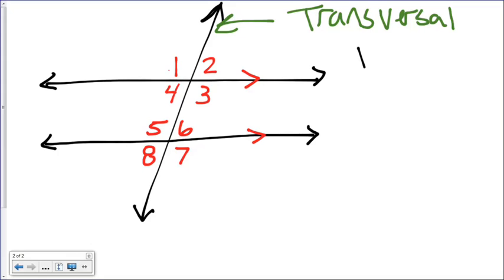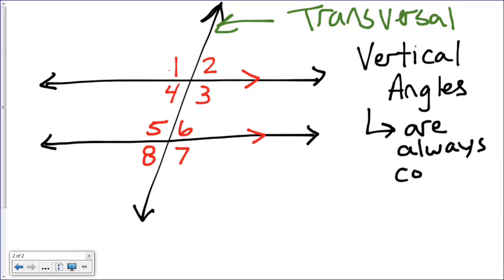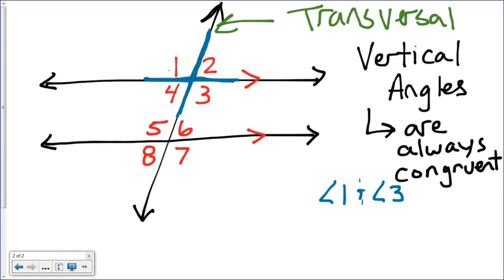The first kind of angle we're going to talk about is called vertical angles. Vertical angles are always congruent. Here's what I mean by vertical angles. I want you to take a look at angles 1 and 3 there on the graph. You'll notice that there's angle 1, and here's angle 3.